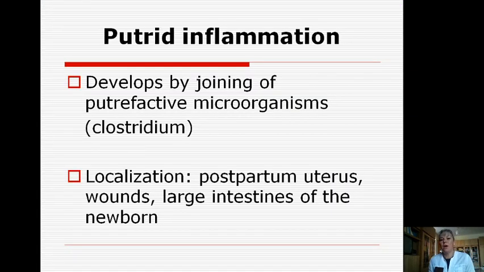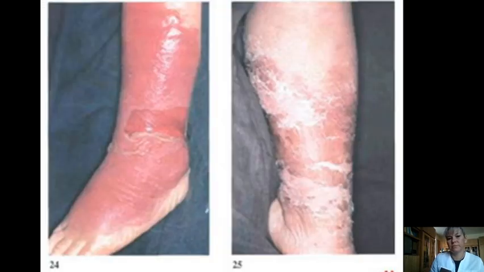The next type of inflammation, putrid inflammation. This type of inflammation develops by joining of putrefactive microorganisms, for example, Clostridium. This type of inflammation is very serious. Localization: postpartum uterus, wounds, the large intestine of newborns. Outcome of this inflammation is unfavorable. Look, in this photo you can see putrid inflammation.